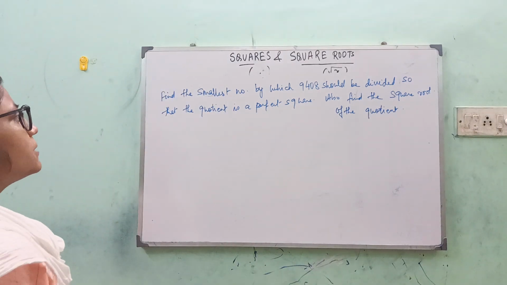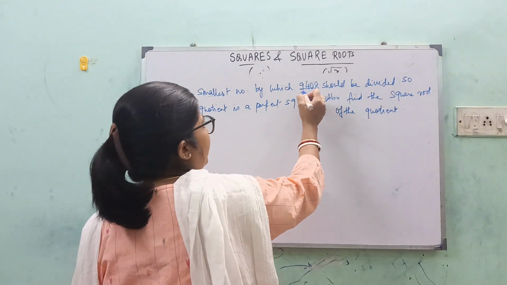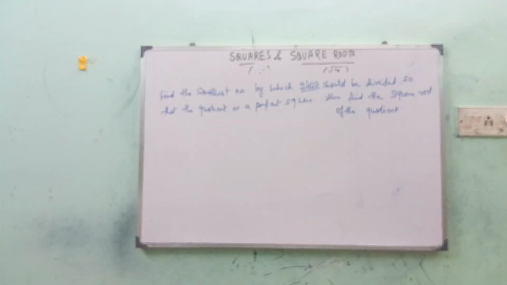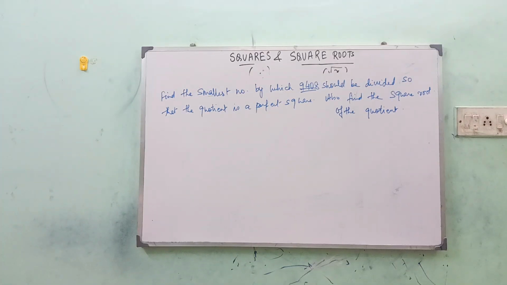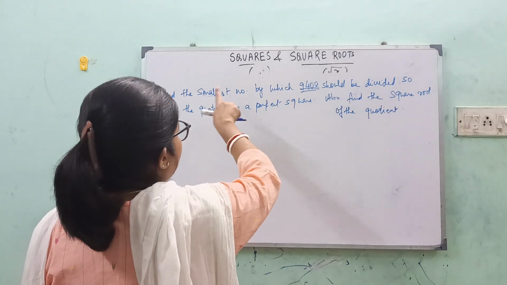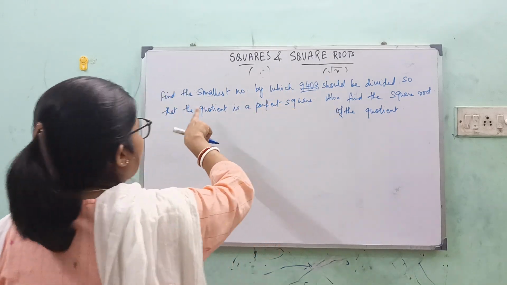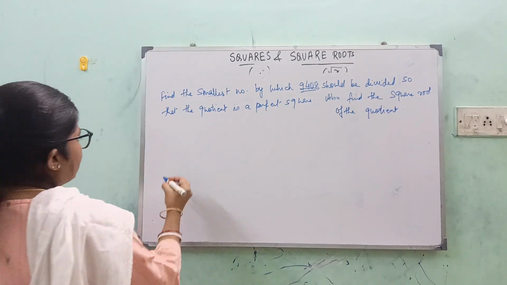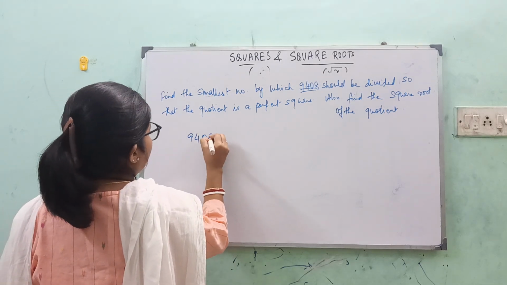So first, find the smallest number by which this should be divided. That means this number is not a perfect square. This has to be divided by some number so that the quotient becomes a perfect square. Then let us first check whether this number is a perfect square or not.